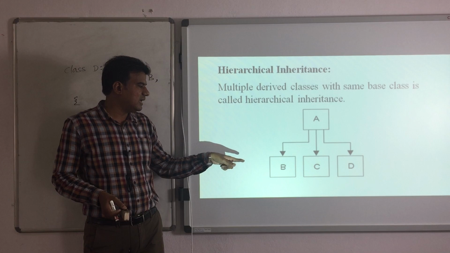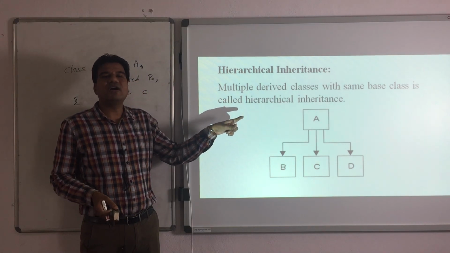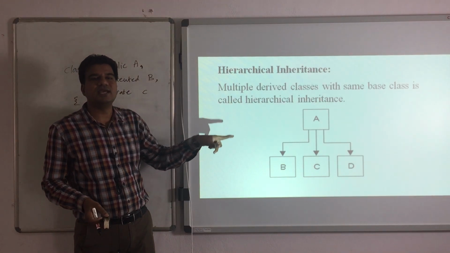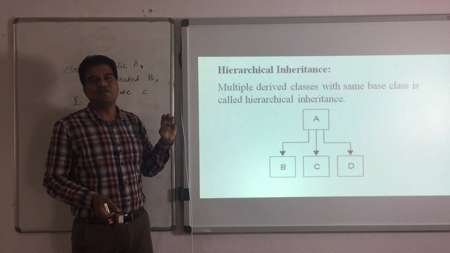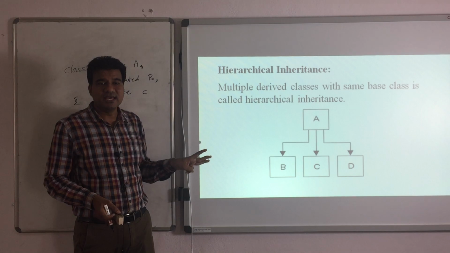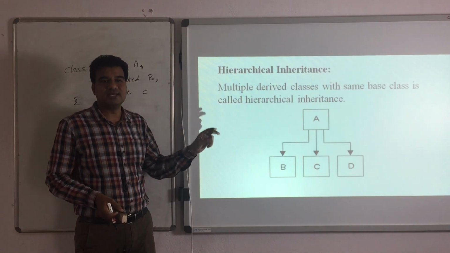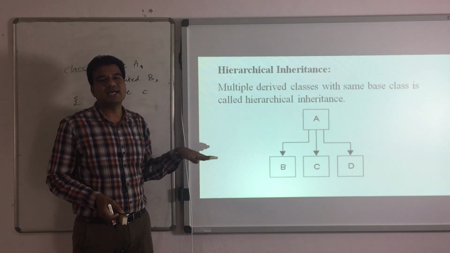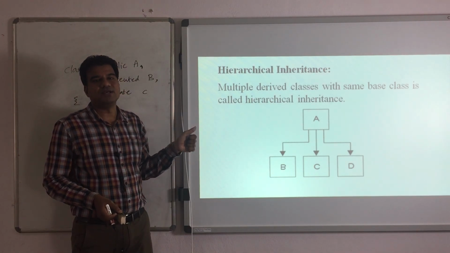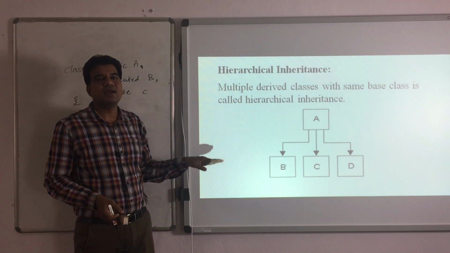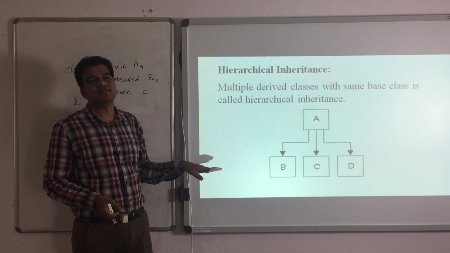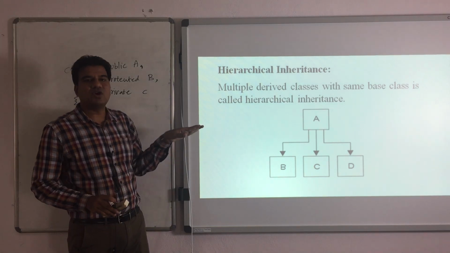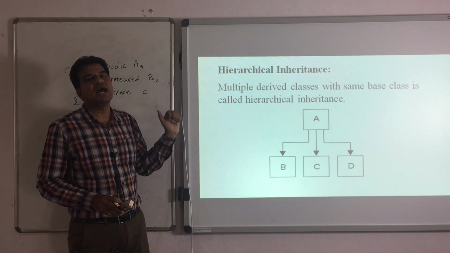So over here in hierarchical, as you can see, we have only one parent class, that is A, and from A I am deriving three classes, B, C, D. From a single base class I am deriving three derived classes. So this kind of implementation we call hierarchical implementation. One single base class, multiple derived classes.